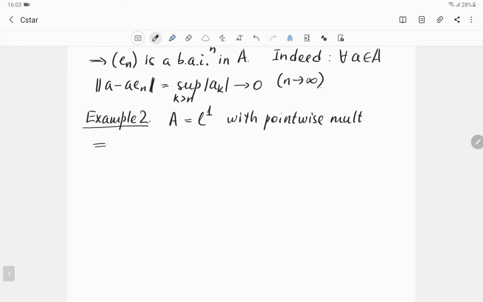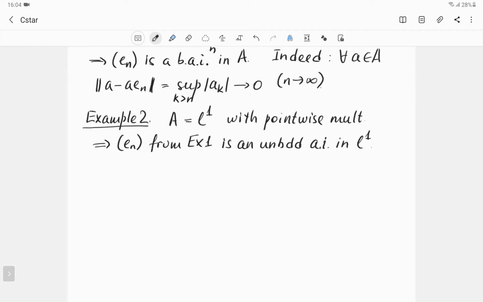Then I claim that the same sequence En from example 1 is an unbounded approximate identity. So clearly it is unbounded. The L1 norm of En equals N. And the same argument as in example 1 shows that it is an approximate identity.